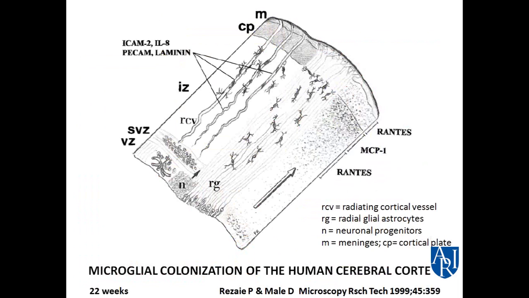This is from a paper by Rezi and Mali in 1999. This group and others demonstrated that microglia are very active during the second and third trimester of pregnancy. In other words, there's an increase in their number and their activation, and their functions are very important during brain development. And their functions during brain development may be different than they are later postnatally.